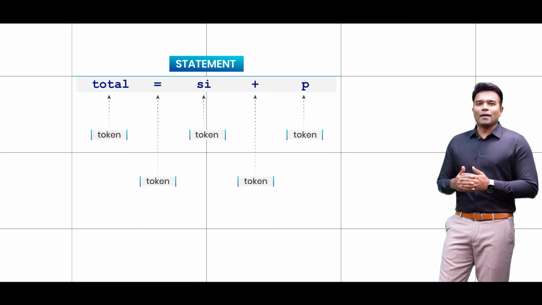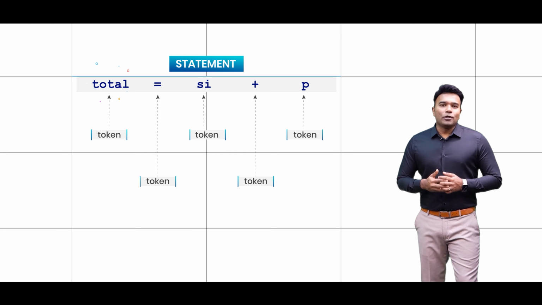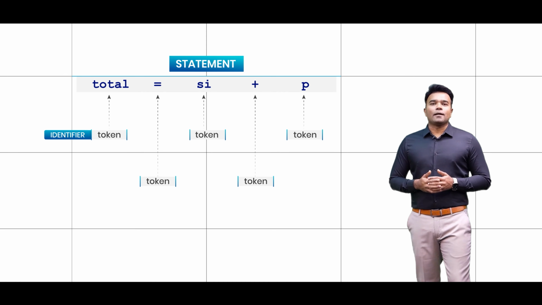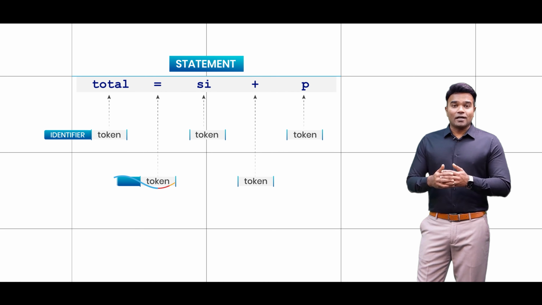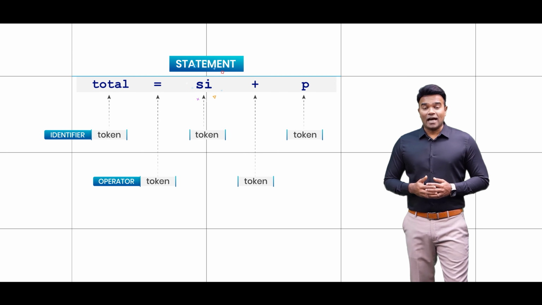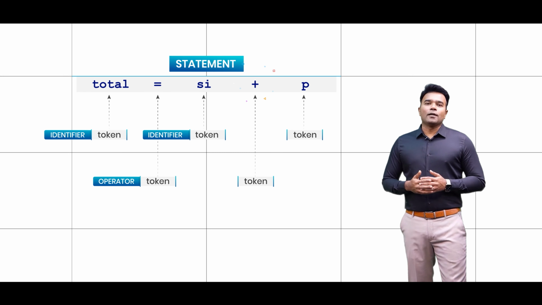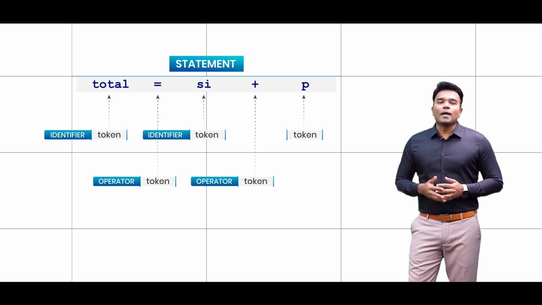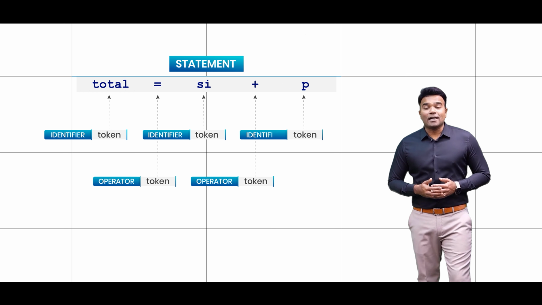Well, that way, if I have to explain a little more to you, then let me tell you that total happens to be such a token which we call a variable or an identifier. Equal to no doubt is a token, but it is not an identifier, rather it is an operator. SI happens to be a token, and it is an identifier, but plus is a token which is not an identifier, rather it is an operator. And by now I'm sure my learners know that P is such a token that we call an identifier.